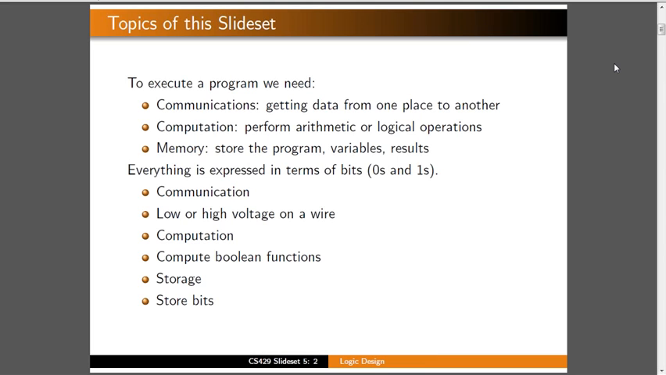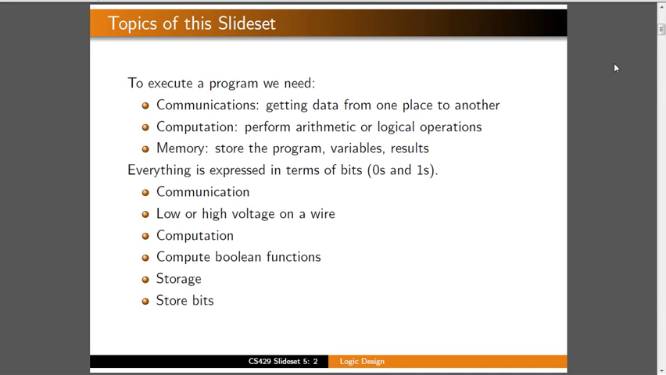This says topics of this slide set, meaning what are the topics covered. To execute a program, we need communication, computation, and memory. So for executing a program, we generally need three things: one is communication, the next is computation, and the next is memory.